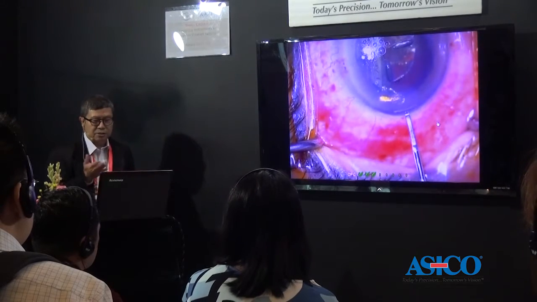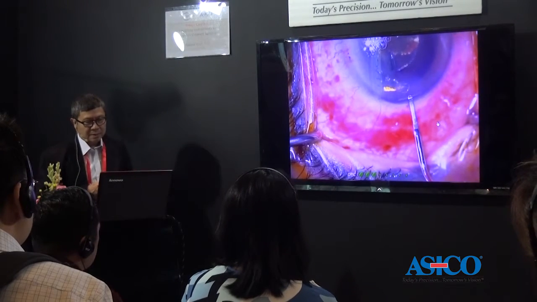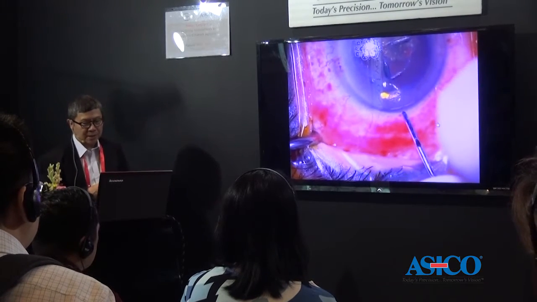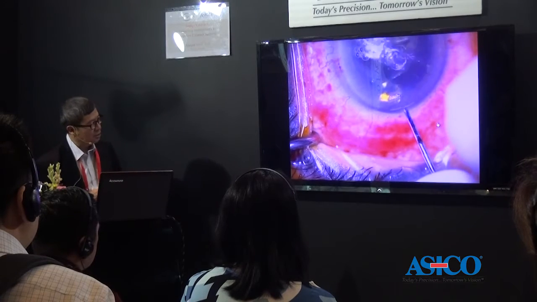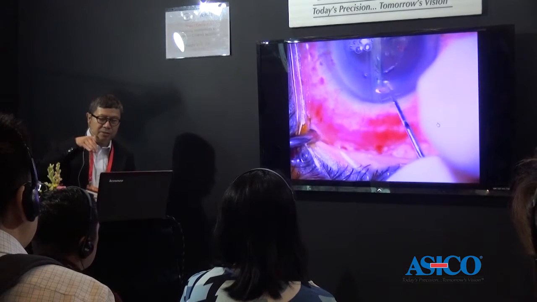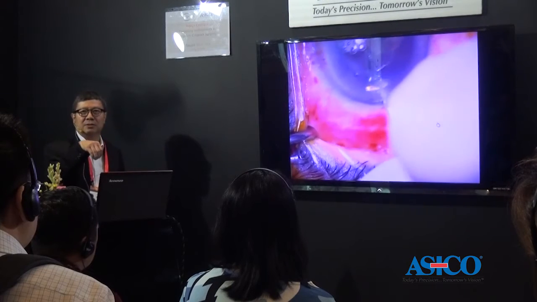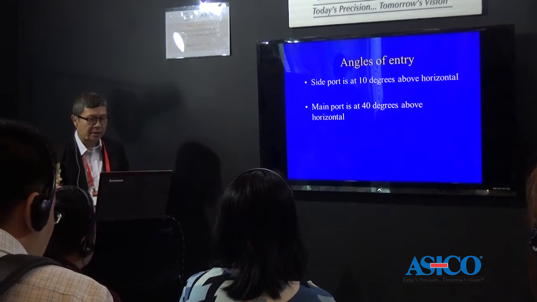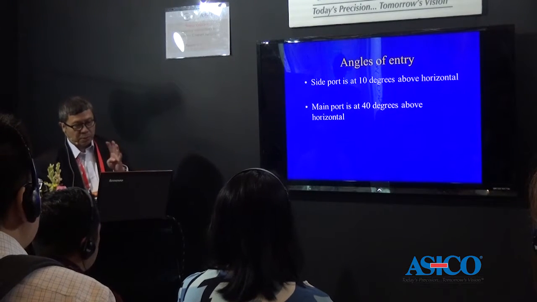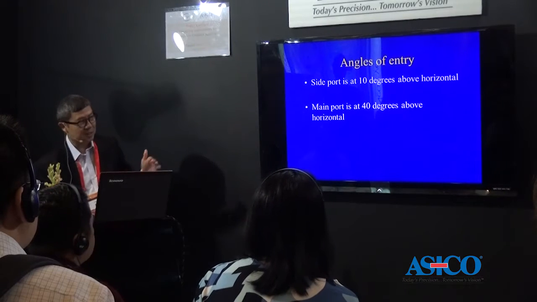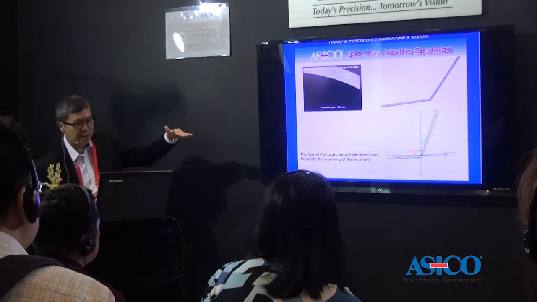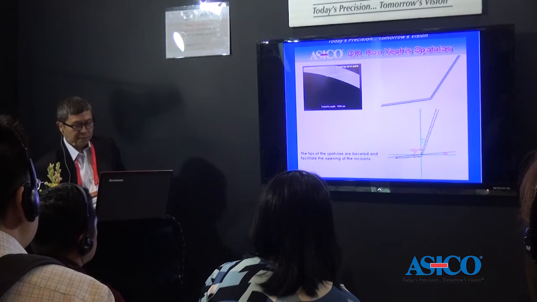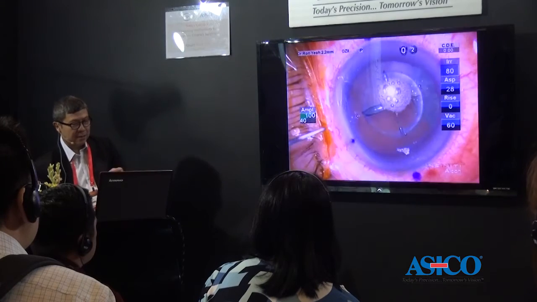Here you will see an instrument that I designed. This shows that the main incision in a femtosecond laser procedure is actually very steep. So I have to raise the instrument up, and you see that my fingers now start intruding into the surgical field because of the steeper angle I have to go in. So I redesigned things a little bit more. The point to note is that the side port of a femto incision is 10 degrees above the horizontal. This is a side port incision that I've optimized the angle for. And if you look at the main port, you can see it's much steeper.